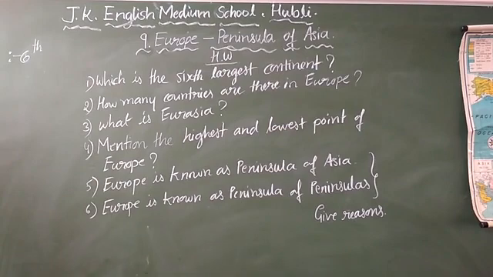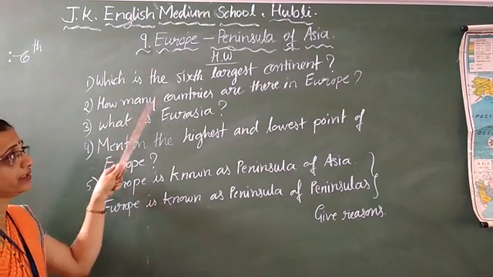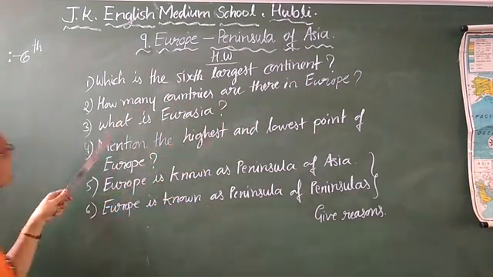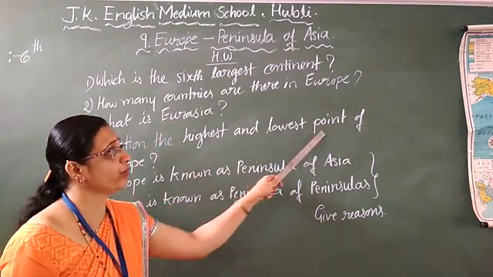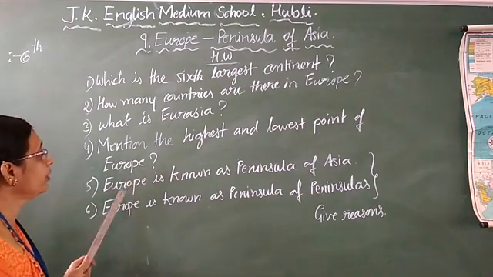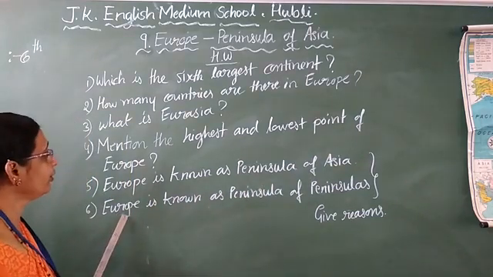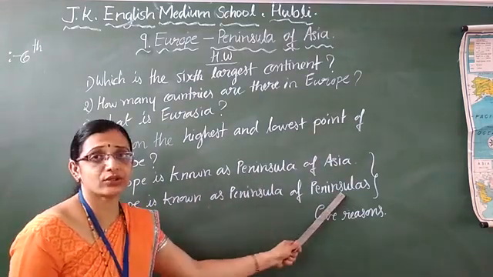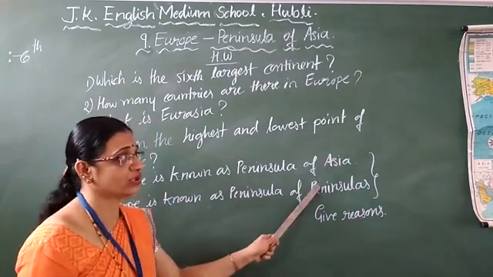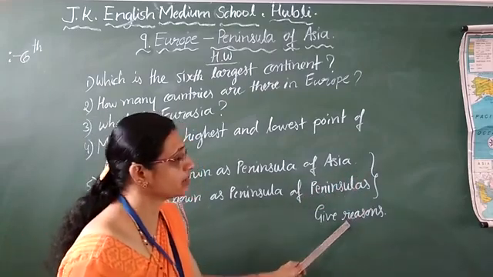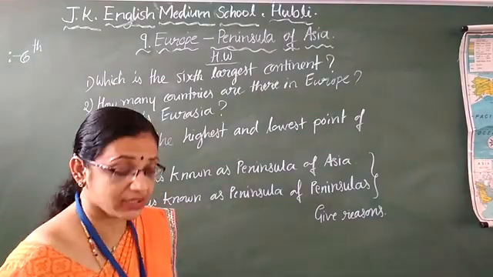Yes, homework for today, children. Which is the sixth largest continent? How many countries are there in Europe? What is Eurasia? Mention the highest and lowest point of Europe. Europe is known as Peninsula of Asia, this is one question. Another one, Europe is known as Peninsula of Peninsulas. For these two, you have to give reasons. I have given the flower point, you can see this, give reasons. So you write here reasons. You have to write pointwise. Okay. Yes. Enough for today.